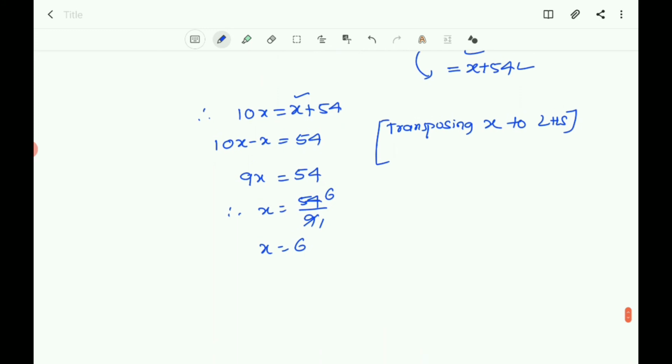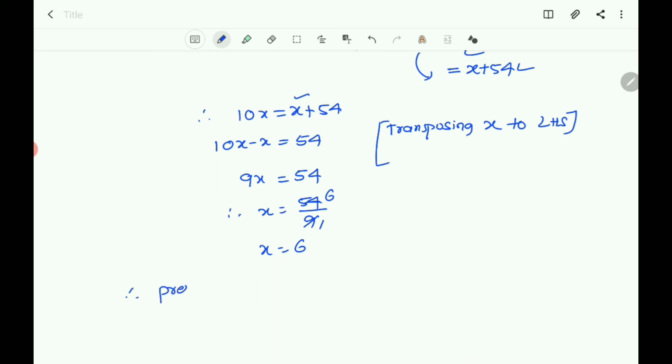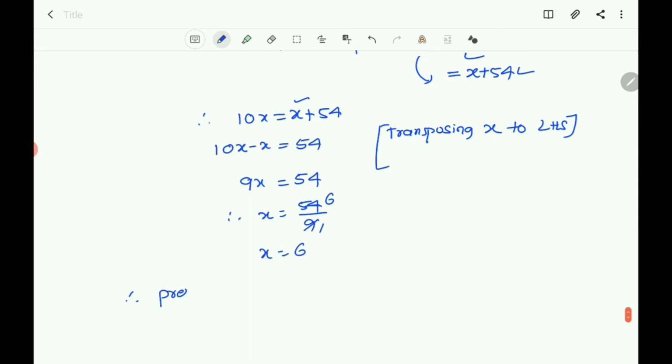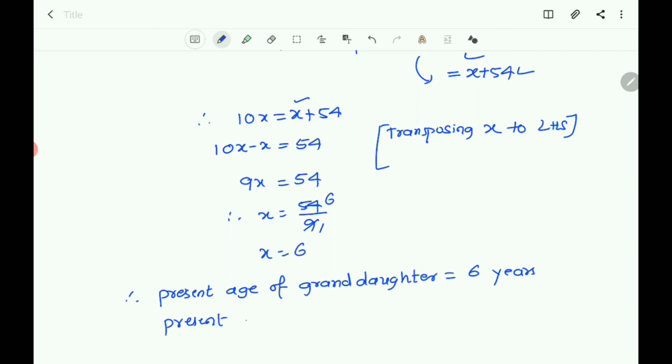Then that is nothing but the age of the granddaughter. Therefore, the present age of the granddaughter is 6 years, and the present age of the grandfather equals, what you can take, 10x or x plus 54.